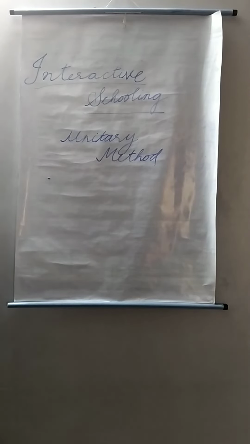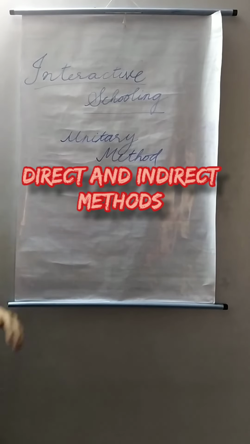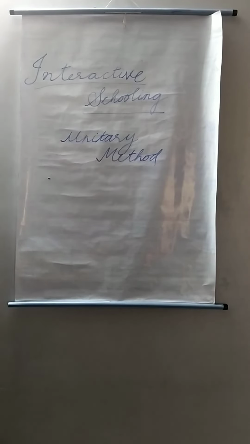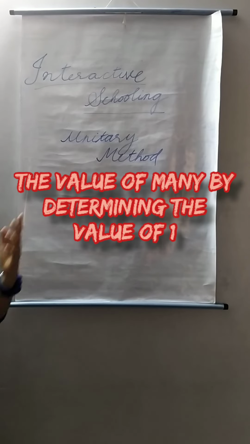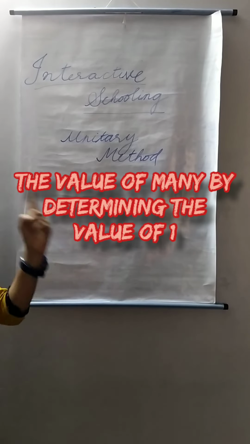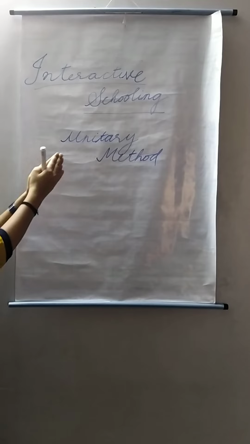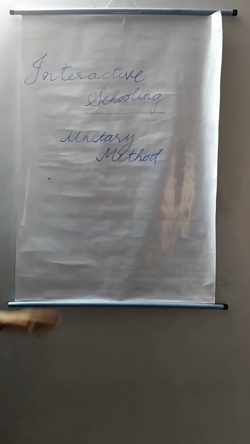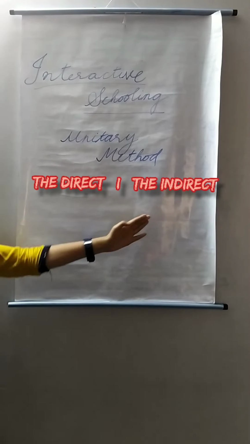In this video, let us learn how to solve the direct and the indirect methods of the unitary method. In the previous video, we had learned about the unitary method and an introduction to both its types. Let's have a small recap. The unitary method is the method of finding the value of many by determining the value of one. It's further divided into two types, the direct and the indirect methods.